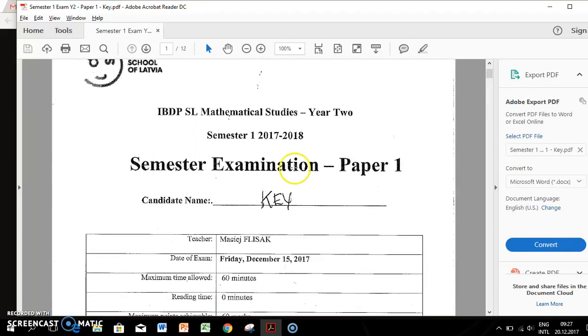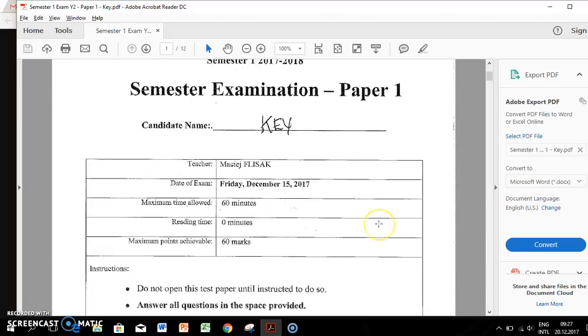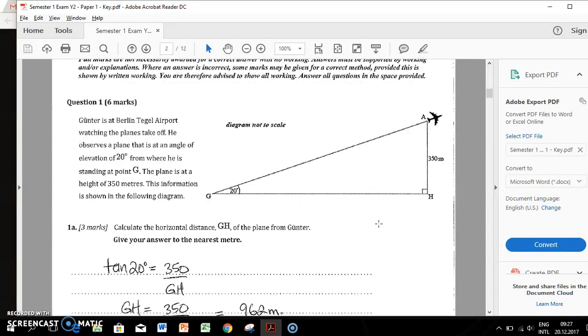Right, in this video, we're going to look at paper 1 of the exam, problem 1. Let me read it out. Guntar is at Berlin Tegel Airport watching the planes take off. He observes a plane that is at an angle of elevation 20 degrees from where he is standing at point G. So Guntar is standing right there.